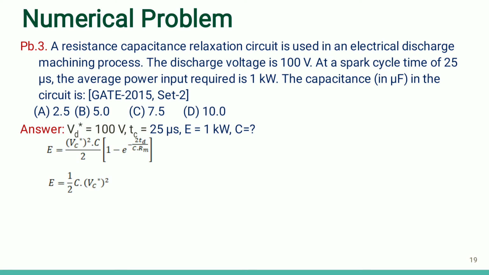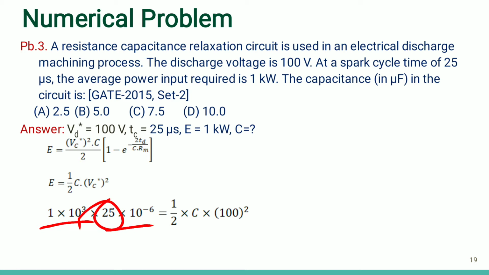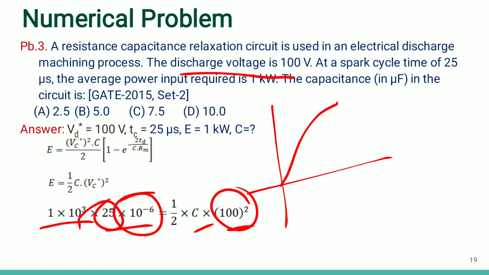Now whatever the value that we have to find out of E, that will be in joule, but here the power input is given to you in kilowatt. So what we have to do, the time that is given to you, accordingly we will convert this energy into the joule. So for that, 1 kilowatt, that is 1 into 10 raised to power 3, into the spark timing, that is 25 microseconds, that is 10 raised to power minus 6, equals 1 by 2 into C, that we have to find out, into Vc star square.